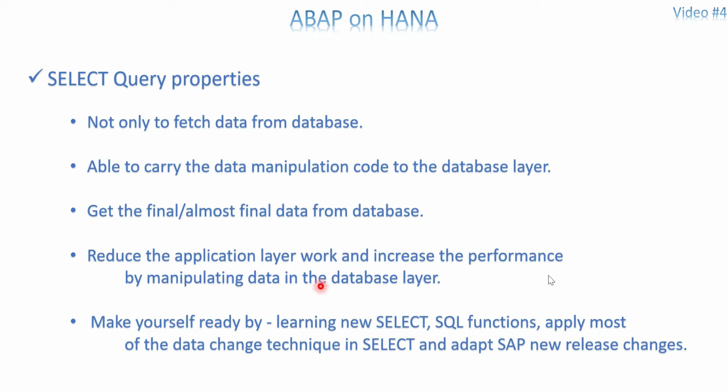Normally ABAP on HANA starts with version 7.4, 7.5, 7.6. With every new version they keep enhancing the way it works. So once you start learning in 7.4, don't sit on 7.4, go to 7.5 and find out what is in 7.6. Just read some news and find out. This will make you very comfortable to start writing the new way of select.